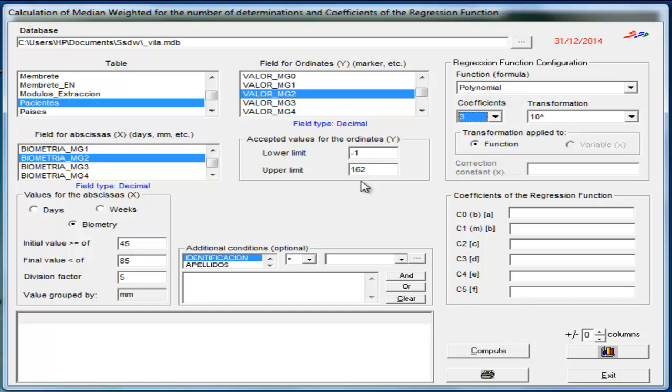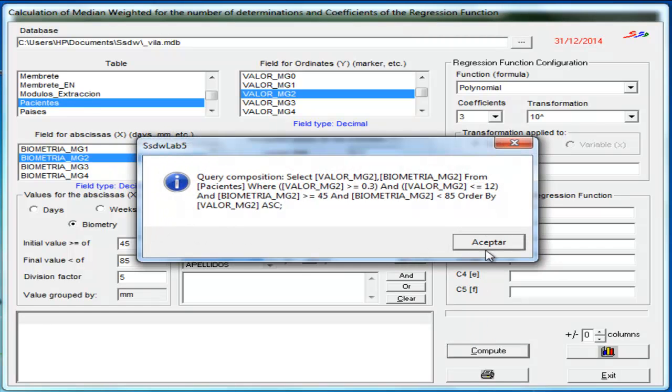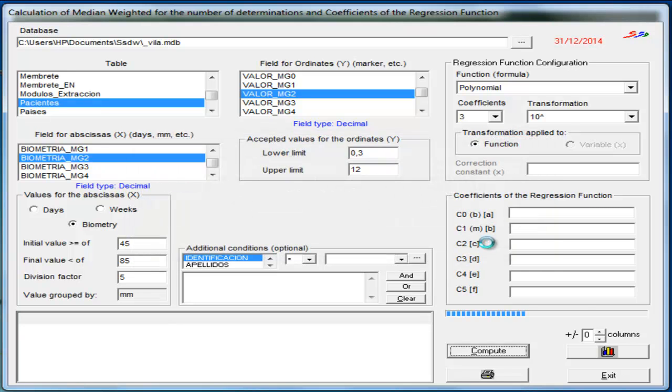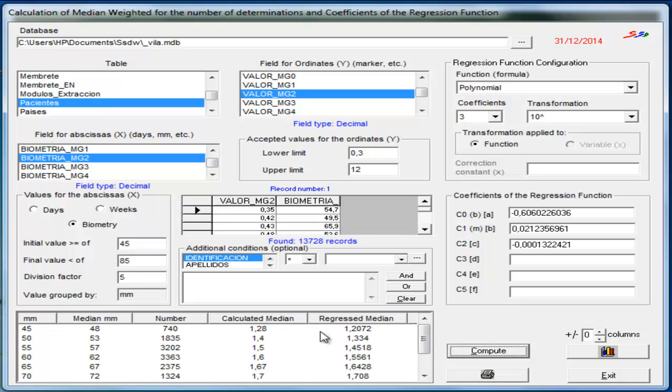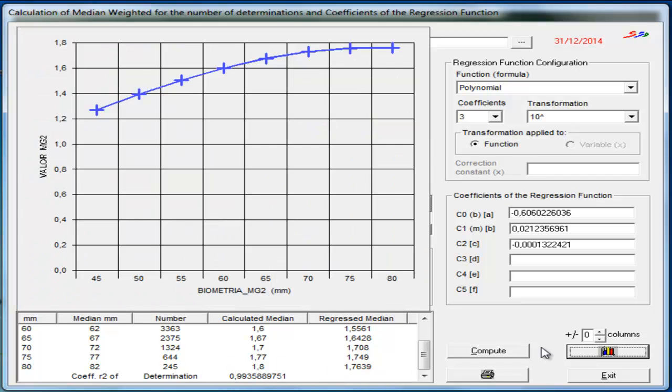Here we correct the lower and higher values that can be false, and we press compute. We can note that a question mark is presented. This is not an error message. It just informs us how the equation of the database is constructed. And we can see on the screen that appears the calculated median, the median corrected by regression, the number of determinations, and as always the coefficient R2, which in this case is 0.99, which is very good.